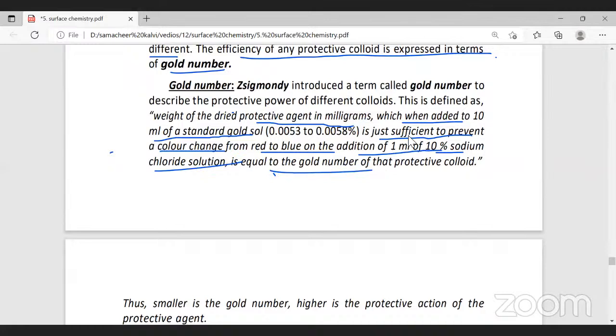So you can take a standard gold salt, that is 0.0053 or 0.0058%. Now, to this standard gold salt, in order to prevent the suspension or coagulation of this gold salt, 1 ml of 10% sodium chloride is added, so that it prevents the color change from red to blue. And this is called the gold number of the protective colloid.